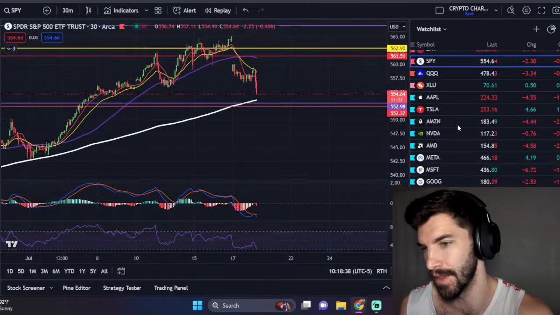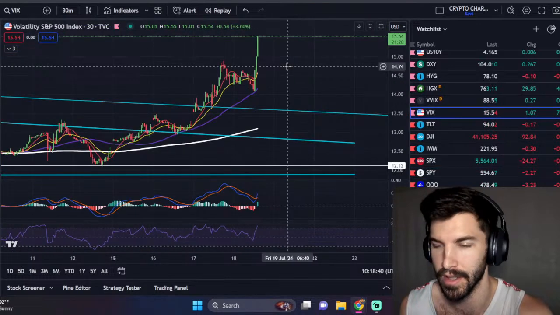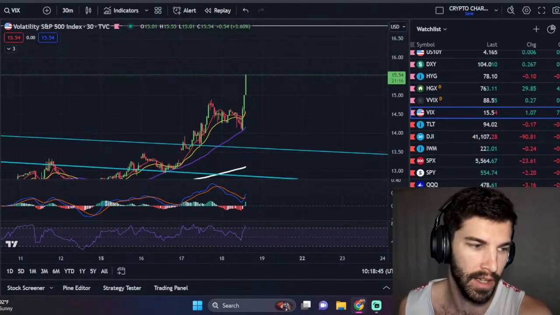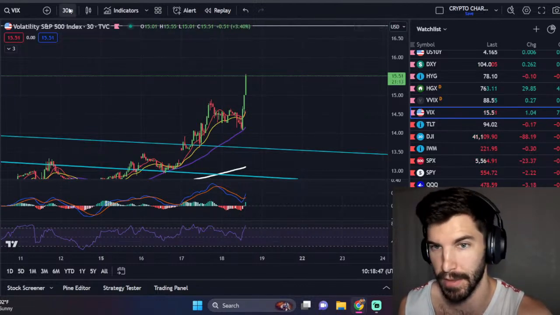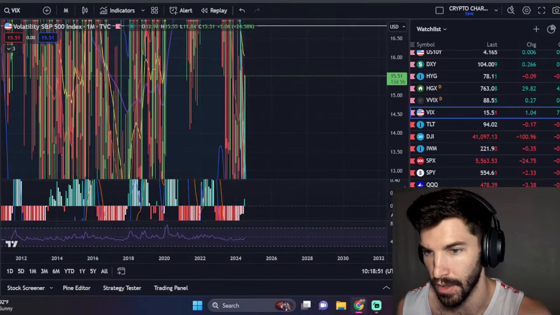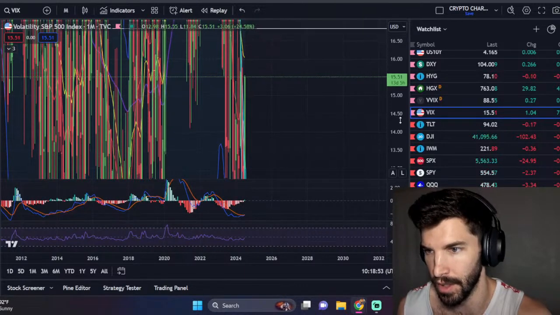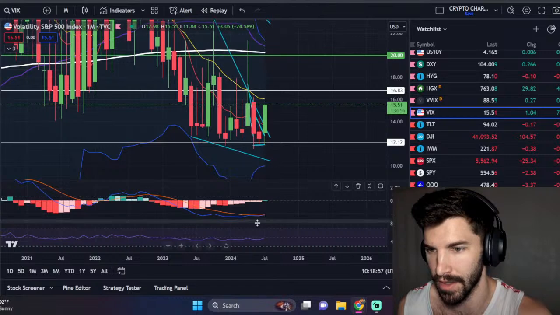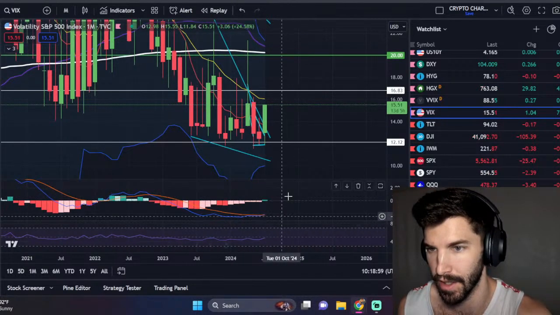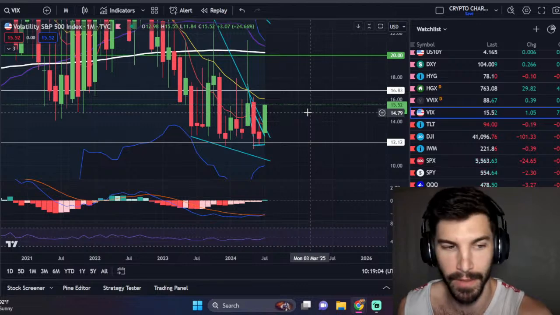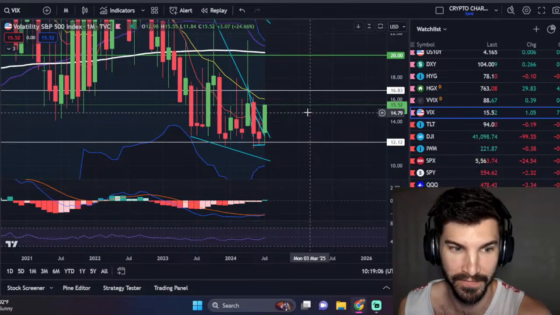UVXY is printing. I'm feeling good, man. My volatility is doing well. I just want to pay attention to divergences up here, but not seeing those pop up. This could just be ripping and ripping and ripping. Oh no. Oh God, guys. When you zoom out on things, that makes it look pretty bad. That is not good. It's great for my volatility play, though.